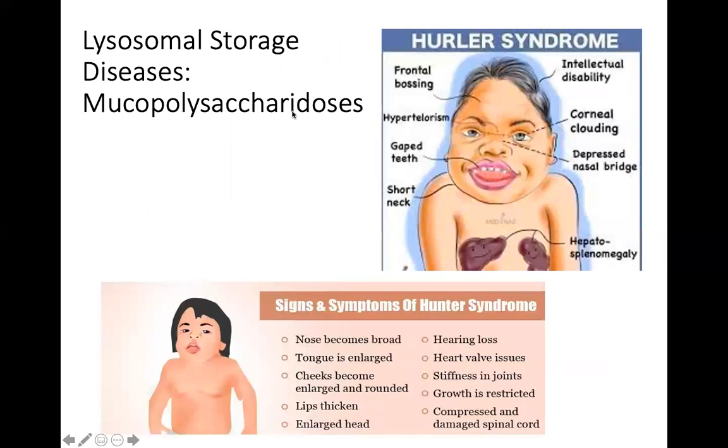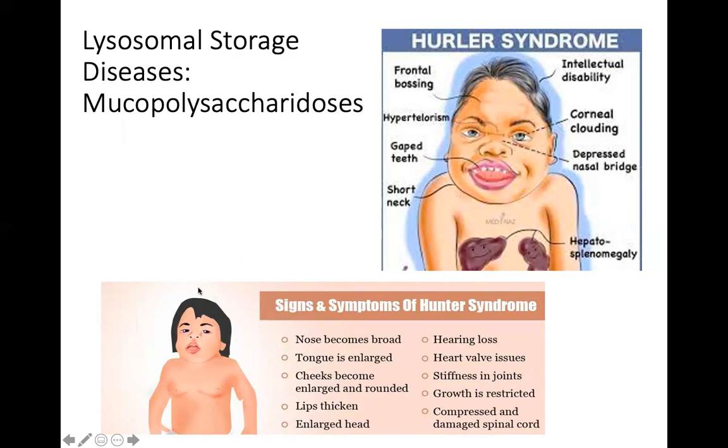So itong example natin ng mucopolysaccharidosis. So yung Hurler syndrome, again, pareha silang may coarse facial features, yung characteristic talaga nila. So sa Hurler syndrome, you have frontal bossing, intellectual disability, we have corneal clouding, okay? So hypertelorism, pag sinabing hypertelorism, yung distance ng mata is abnormally large. Ibig sabihin, malapad, wide set yung mata mo. So ibig sabihin, parang isda ba? Yung mata mo nasa gilid, okay? Gape teeth, no? Parang isda. And depressed nasal bridge, so hindi masaya ang kanyang ilong. Alright, and we have short neck. Okay, yan yung features ng Hurler syndrome.